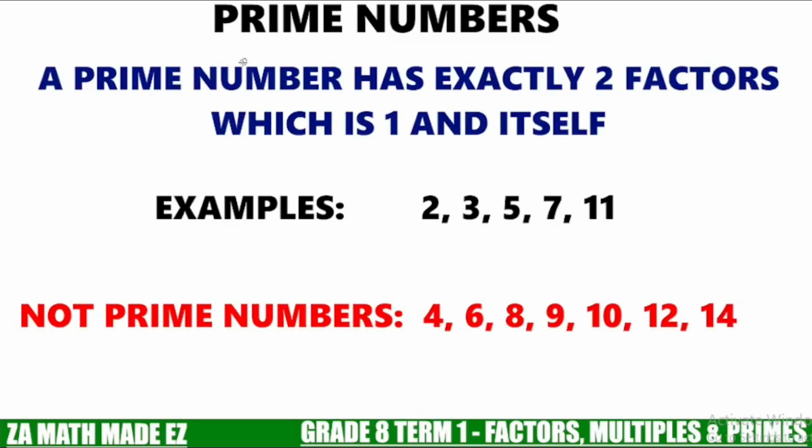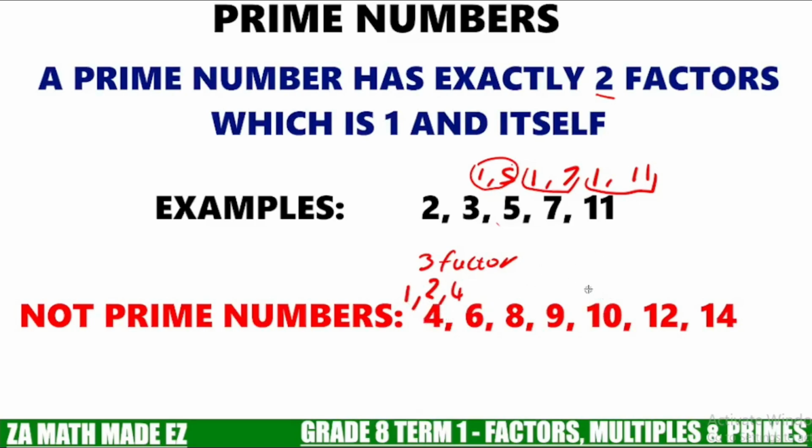Prime numbers. A prime number has exactly 2 factors, which are 1 and itself. Examples of prime numbers: 2, 3, 5, 7, and 11. Not prime numbers: 4 is not a prime number. Why? Because it has more than 2 factors. It has 1 as a factor, 2 as a factor, and 4 as a factor. So it has 3 factors, but the limit for a prime number is only 2 factors. So therefore, 4 is not a prime number.